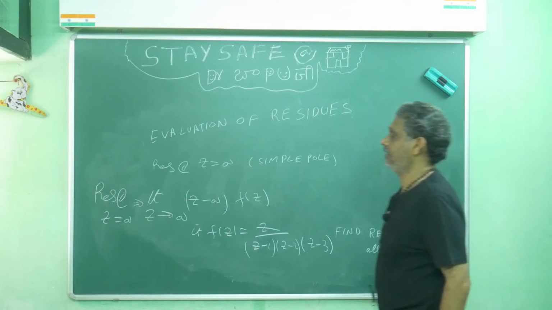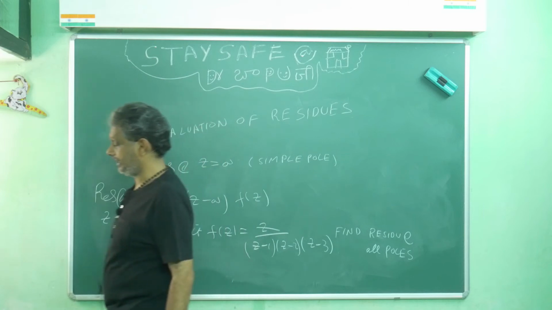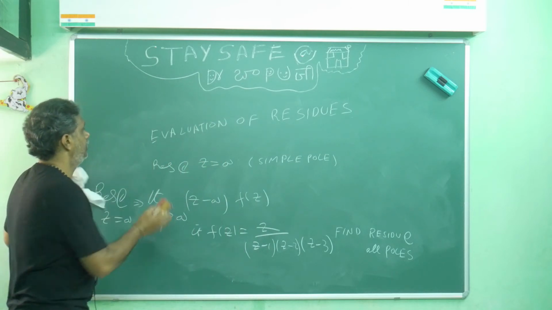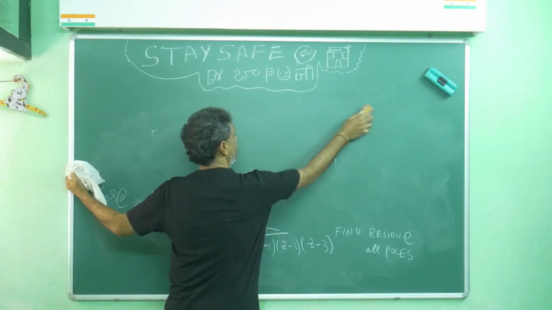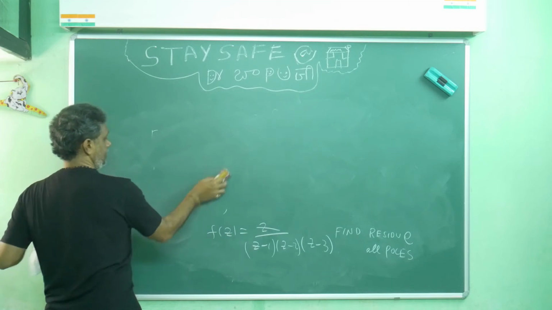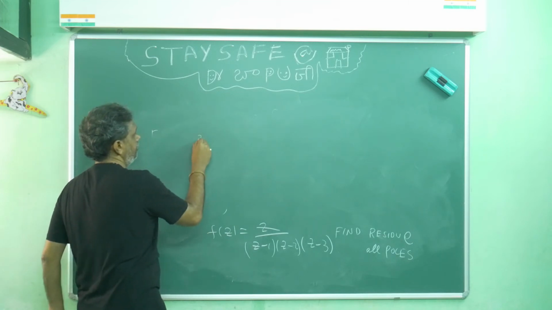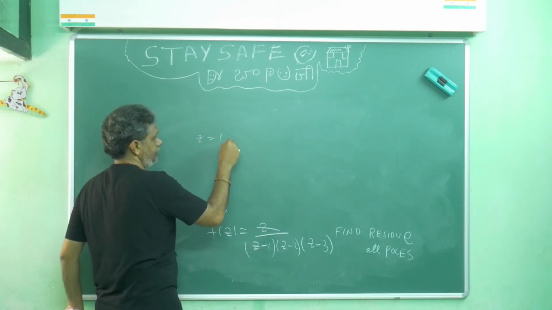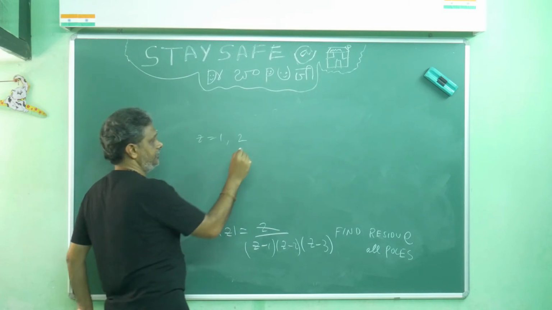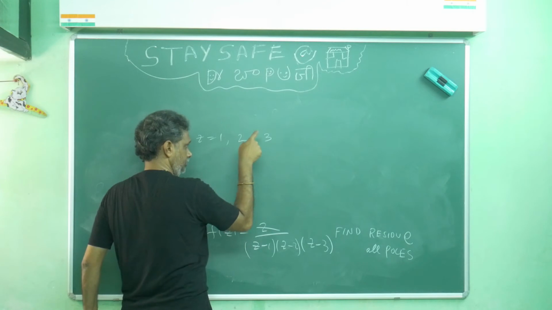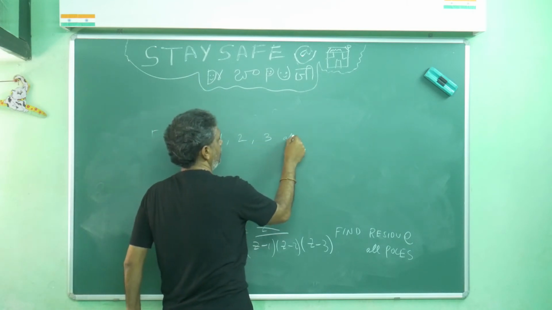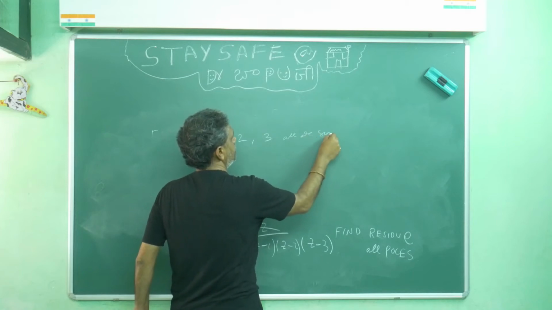Now I want to find what the poles are and what types of poles they are. How many poles are available? Three are there. z is equal to 1 is one pole, a simple pole. z is equal to 2 also, a pole of order 1, a simple pole. z is equal to 3 also, a pole of order 1. So all are simple poles.